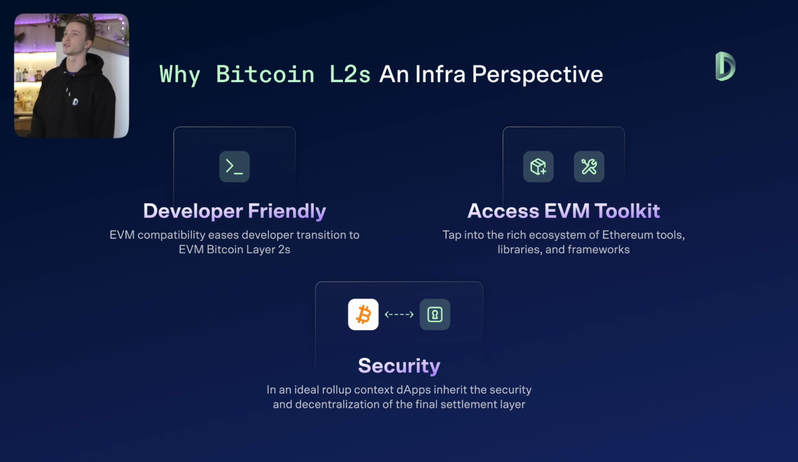The majority of infrastructure providers across the space, their bread and butter is EVM environments. At DIA, we were born on Ethereum, and we're currently on roughly 45 different L1s and L2s. The majority of those are, I think, maybe 35 EVM compatible chains.